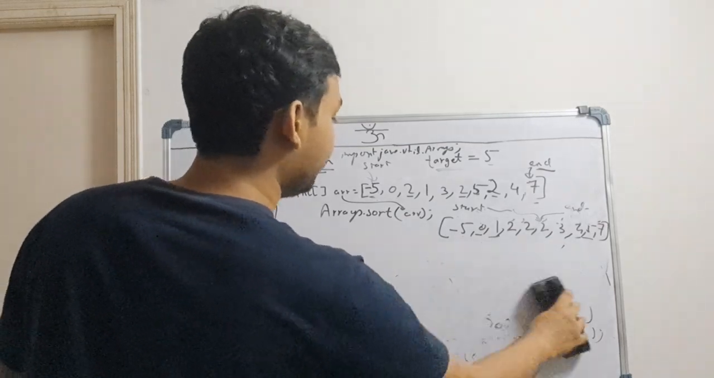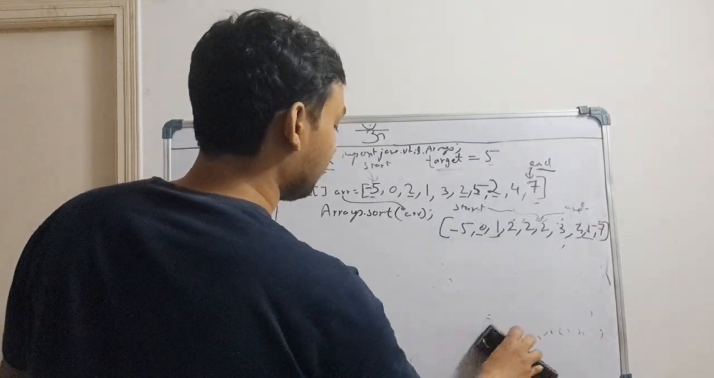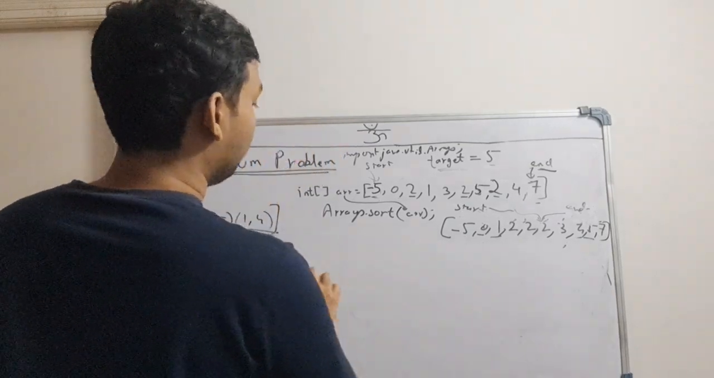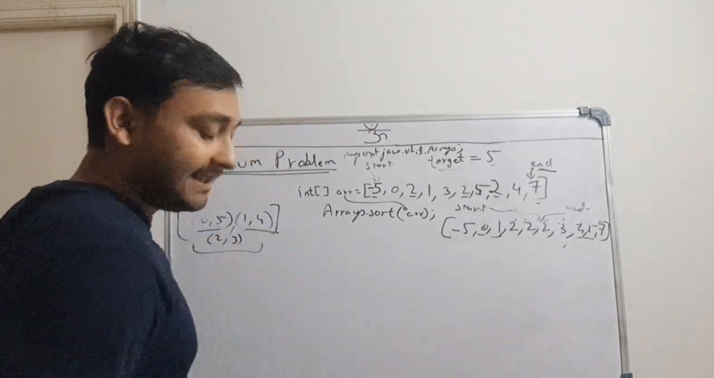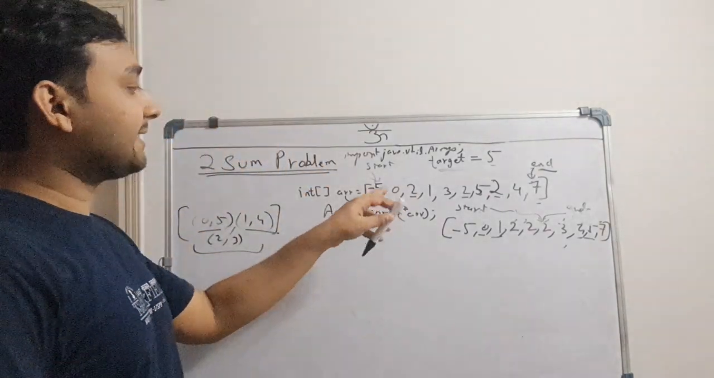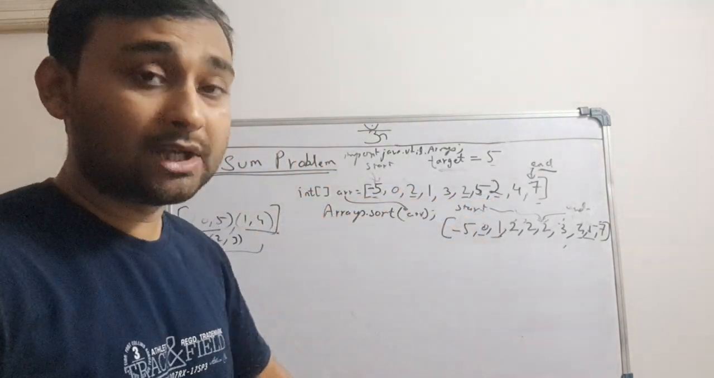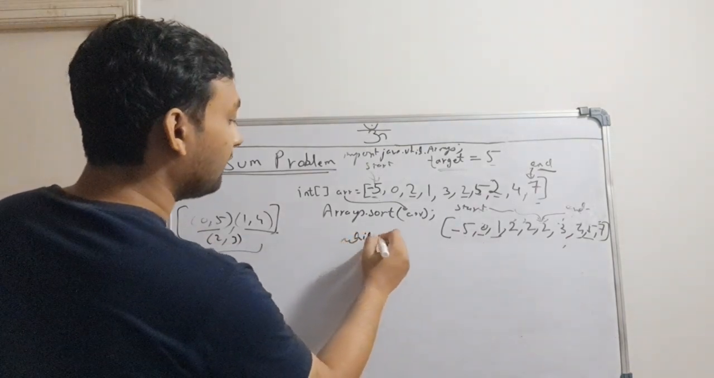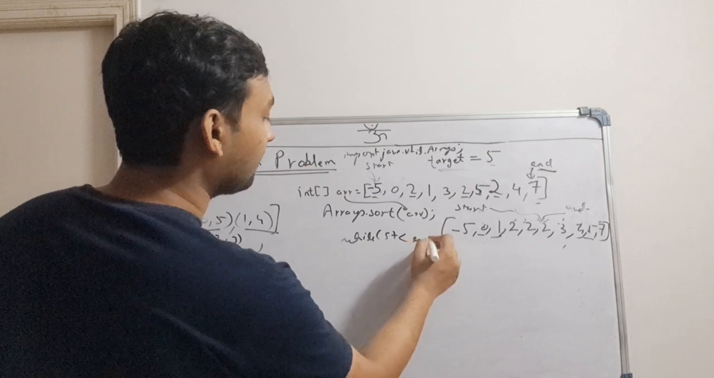So I just have to write the case over here. Okay, so first case I have solved when array at start plus array at end is equal to k. So my next value will be while start is less than end.